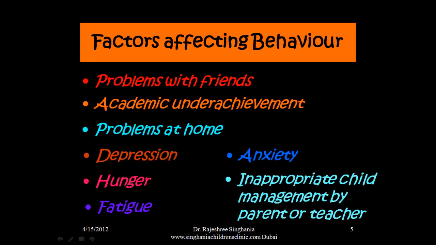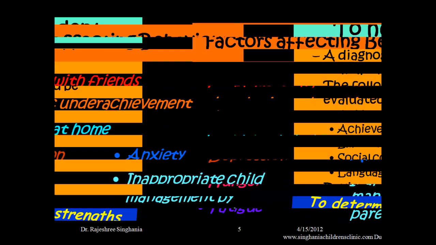And what are the factors affecting behavior? If the child is having problem with friends, if the child is having difficulty with academics, even mild dyslexia can cause significant behavioral problems. If the child is having problems at home like marital conflicts or bullying by a sibling, again depression, hunger, fatigue, anxiety, and inappropriate child management.